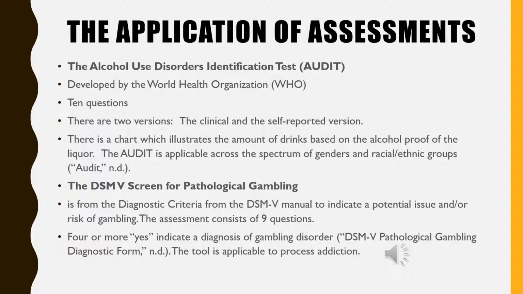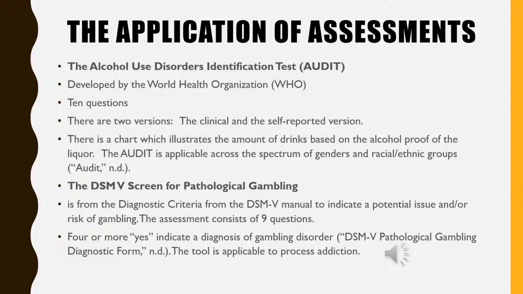The application of assessments. The Alcohol Use Disorder Identification Test, also known as AUDIT, was developed by the World Health Organization to assess alcohol consumption, drinking behaviors, and alcohol-related issues. The assessment consists of 10 questions able to be administered by the clinician or by the individual curious about their alcohol consumption. There are 2 versions, the clinical and the self-reported version. There is also a chart which illustrates the amount of drinks based on the alcohol proof of the liquor. The AUDIT is applicable across the spectrum of genders and racial ethnic groups.